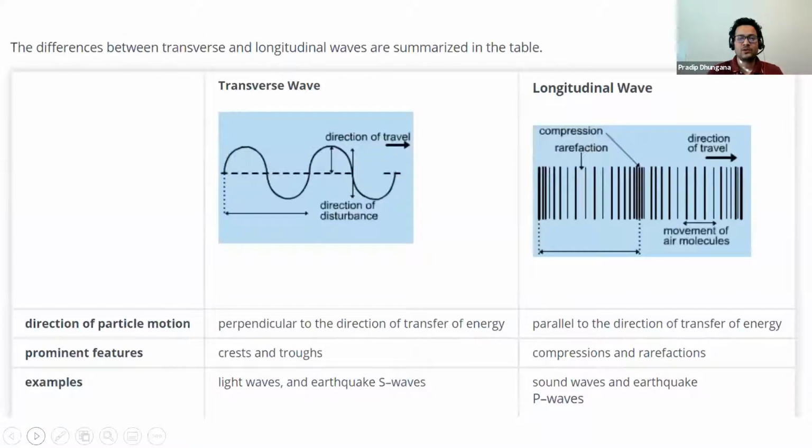Now let's briefly go through the difference between transverse waves and longitudinal waves, and I strongly suggest you write that note as well. There will be some questions related to those in your mastery test. Let's start with direction of particle motion. The particle motion is always perpendicular to the direction of transfer of energy in a transverse wave. In a longitudinal wave, it will be parallel to the direction of transfer of energy.